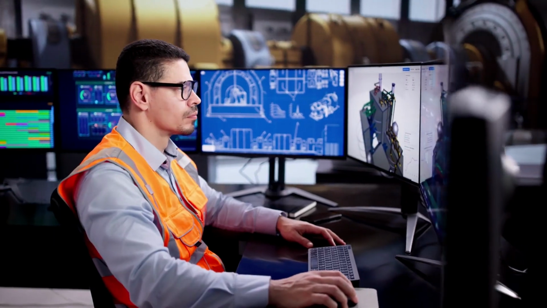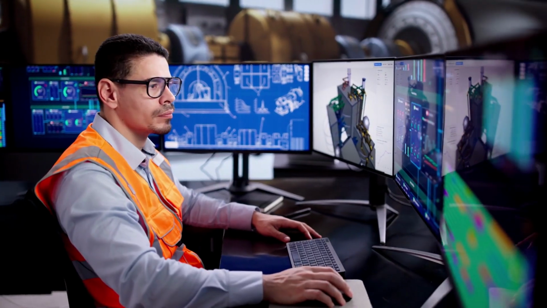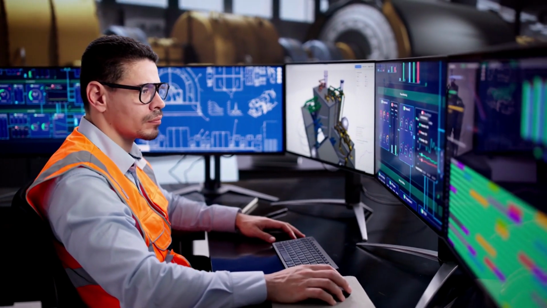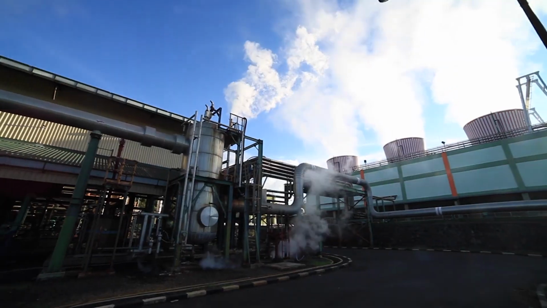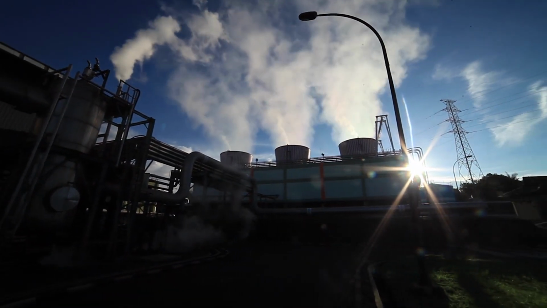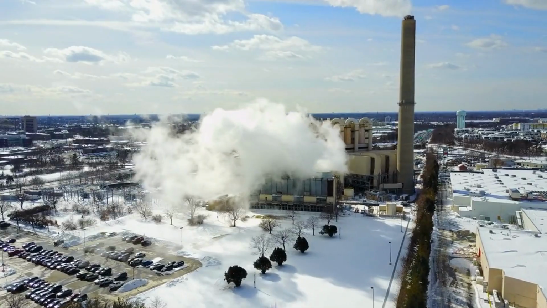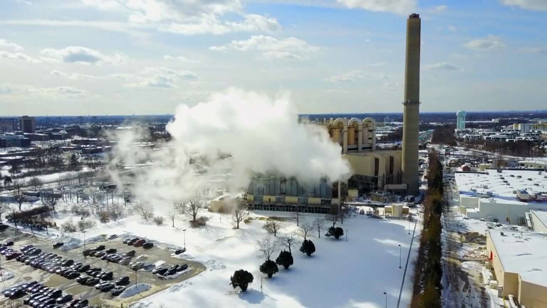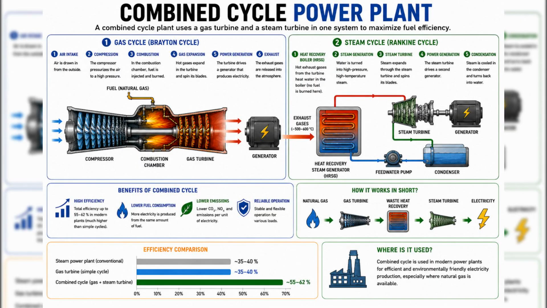For a gas power plant to achieve high efficiency, simply burning fuel and spinning a turbine is not enough. A large amount of energy still remains inside the hot exhaust gases leaving the turbine. In early gas turbine systems, much of this heat was wasted directly into the atmosphere. Modern power plants, however, are designed to recover and reuse as much of this energy as possible. This led to the development of one of the most efficient fossil fuel technologies ever created, the combined cycle power plant.